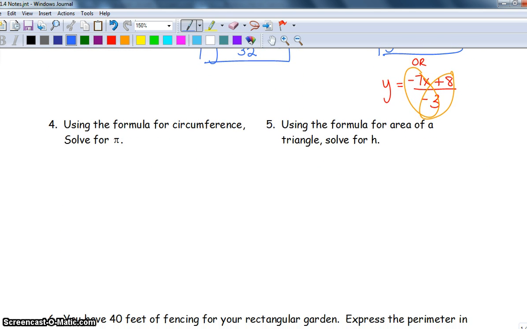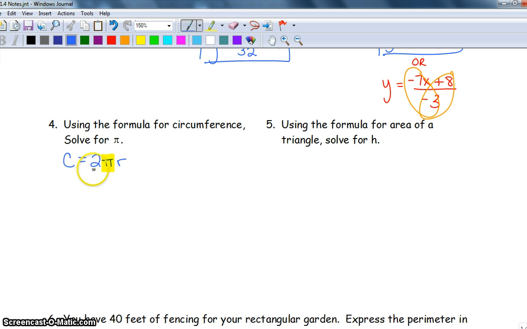Now we're going to move on to some formulas. For number 4, we're going to use the formula for circumference, and we're going to solve for pi. Circumference is a formula that you should be very familiar with from last year. Hopefully the summer has not made you forget that circumference is equal to 2 pi r. The very first thing that you want to do when you are solving for anything is identify that piece. So I want to find pi, or I want to isolate pi.